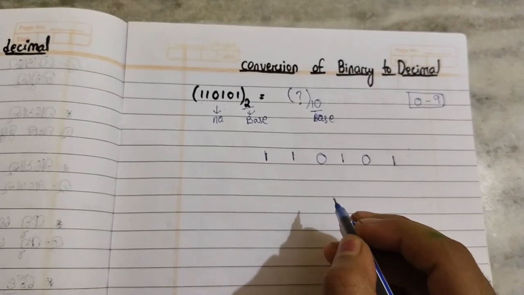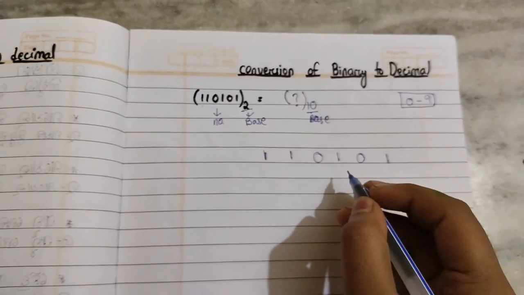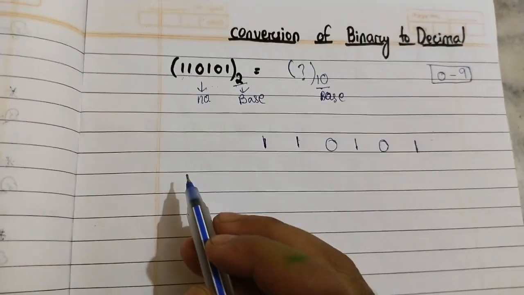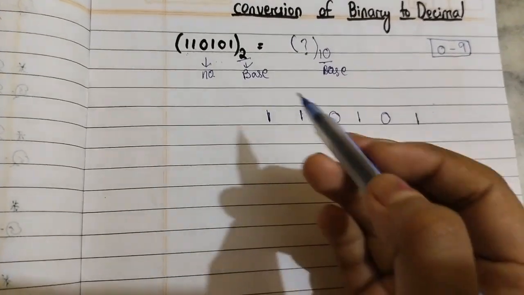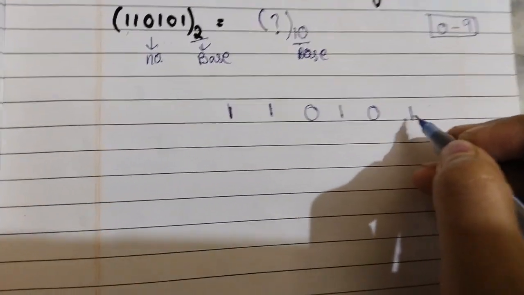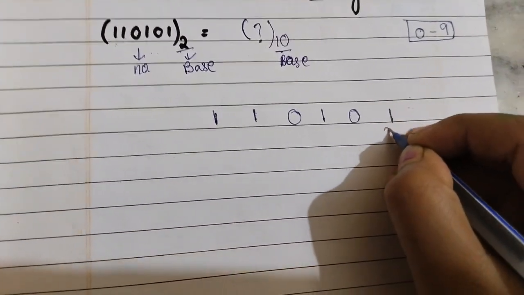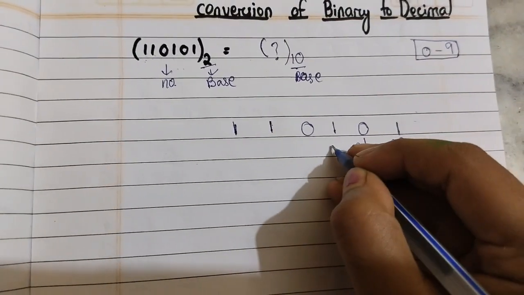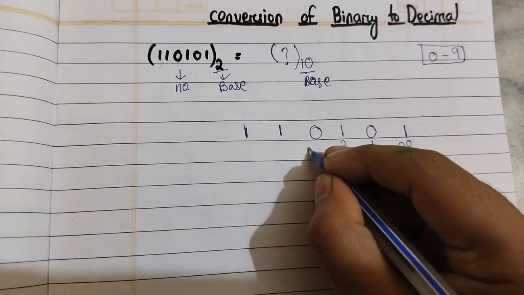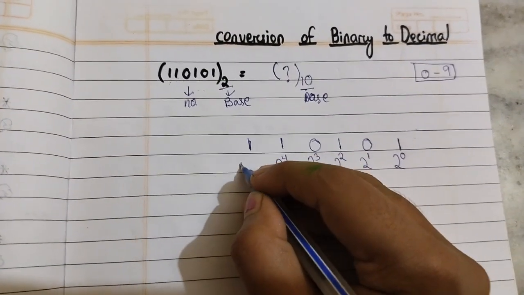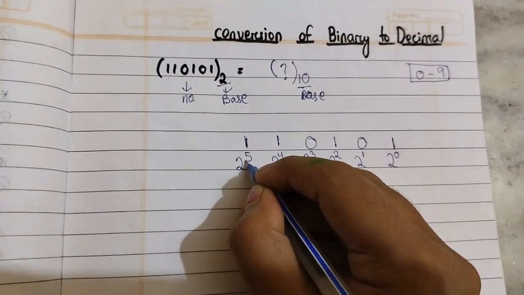In the second step, you have to write the corresponding powers of 2, as 2 to the power 0, 2 to the power 1, 2 to the power 2, like this, from right hand side to left hand side, below each binary digit as per the position of the numbers. So first we write 2 to the power 0, then 2 to the power 1, 2 to the power 2, 2 to the power 3, 2 to the power 4, and 2 to the power 5.